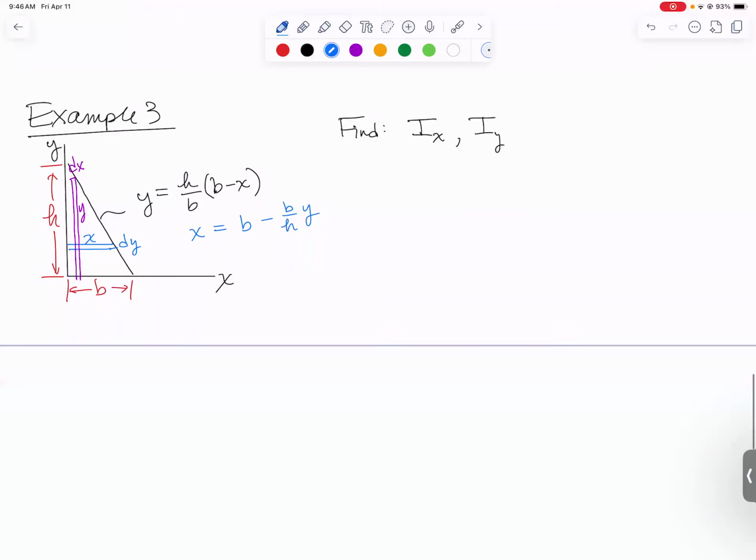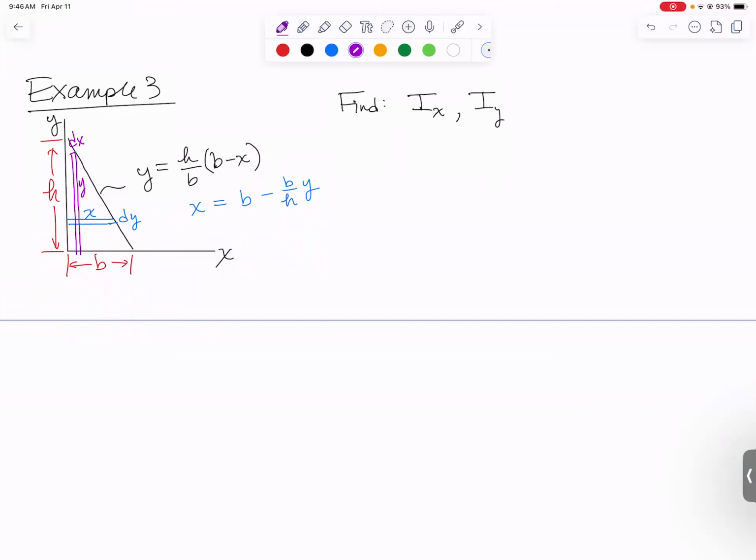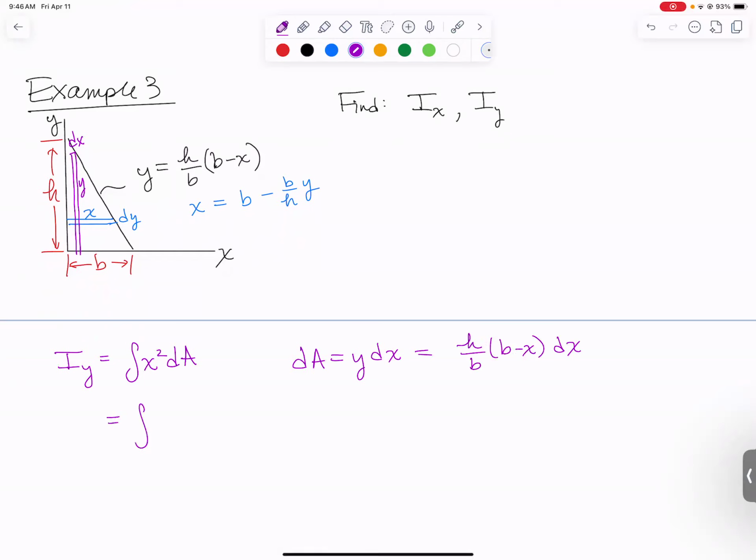All right, so we'll do Iy first this time just to mix it up. Iy is the integral of x squared dA. I'm again going to use the vertical strip. So my dA is going to be y dx. I want to replace that y with h over b times b minus x. So let's plug it in. We're integrating x squared times h over b times b minus x dx.